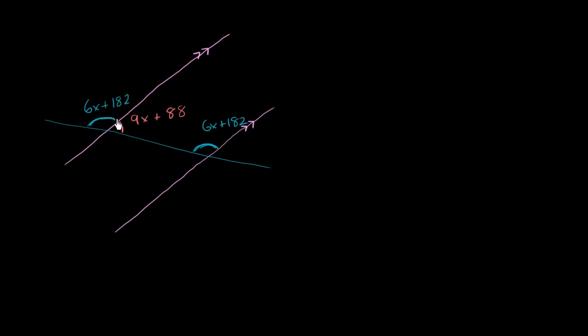And then that helps us realize that this blue angle and this orange angle are actually going to be supplementary. They're going to add up to 180 degrees because, put together, when you make them adjacent, their outer rays form a line right over here. So we know that 6x plus 182 plus 9x plus 88 is going to be equal to 180 degrees.